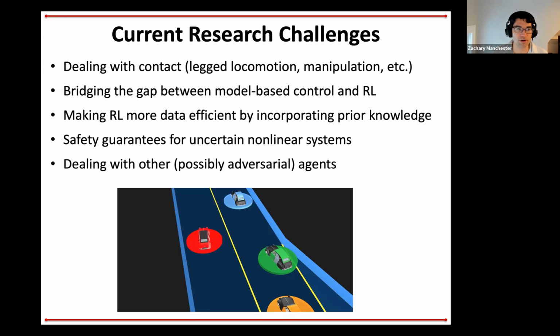A couple more. Another one is safety guarantees for uncertain and/or nonlinear systems. How can you actually guarantee that your thing's not going to face plant or blow up or crash, given we have imperfect models of the world and bad things can happen? Can we give any guarantees, and what sort of guarantees can we give on performance and robustness and things like that? And then lastly, related to this driving stuff and the game theory stuff, how do we deal with other possibly adversarial agents?